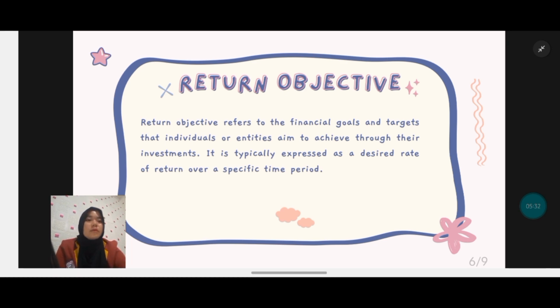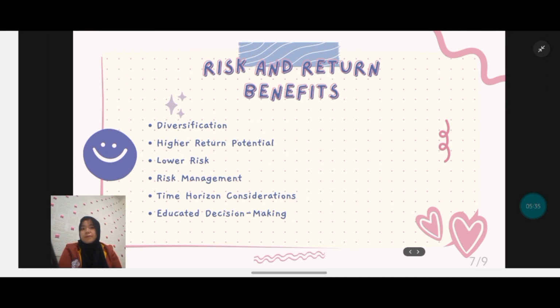Next, risk and return benefits. Number one, here is an overview of the benefits of considering risk and return. Diversification, number one. By understanding the relation between risk and return, investors can diversify their portfolios. Diversification involves spreading investments across various assets or asset classes to reduce risk. This can help optimize return for a given level of risk.